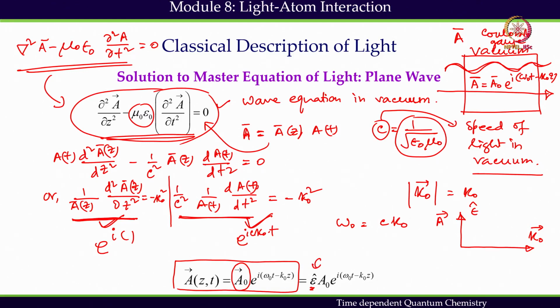So, we get the final form of this vector potential, and the meaning of the final form of this vector potential we will go over. We will stop here, and we will continue the discussion of this representation of light in terms of vector potential in the next session.